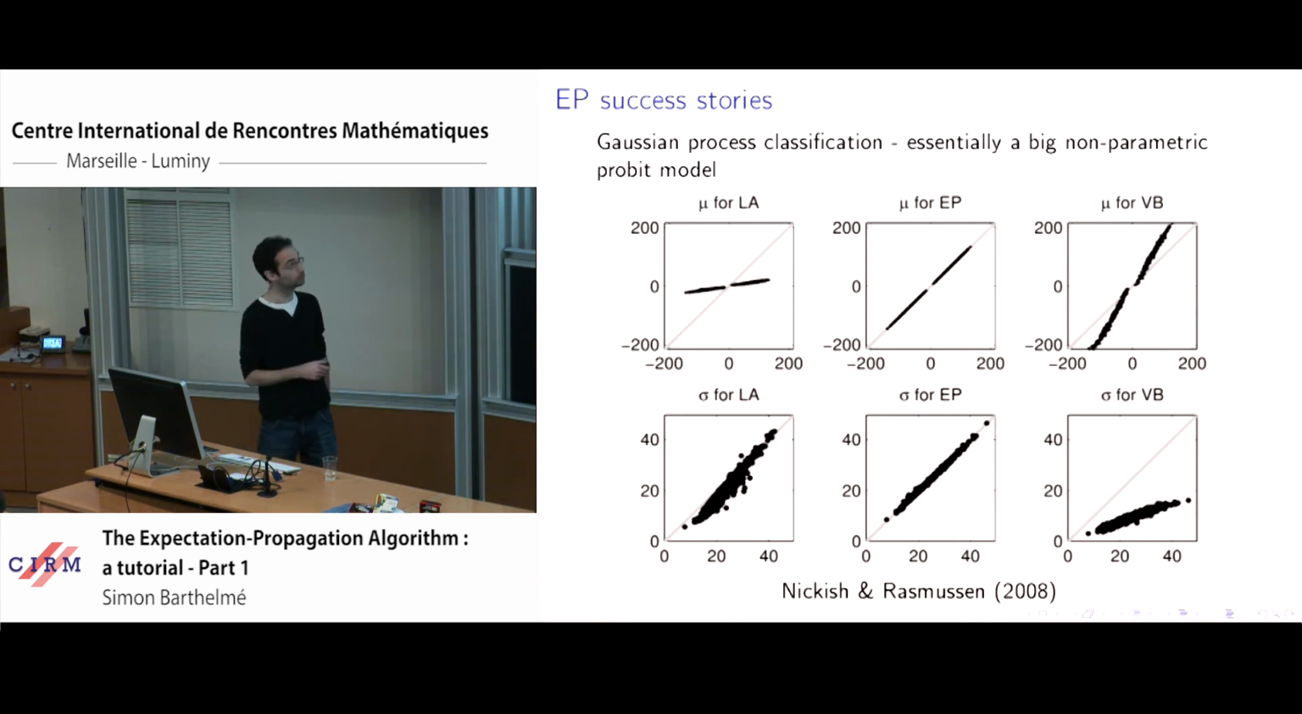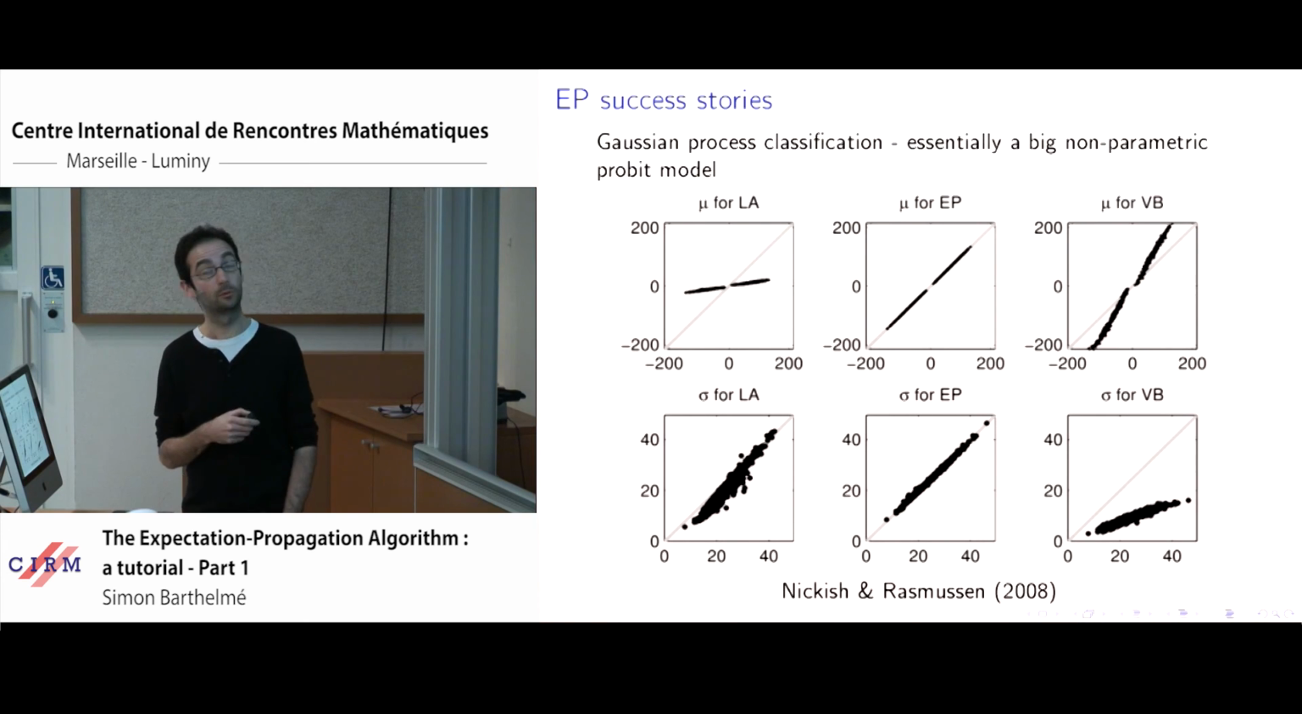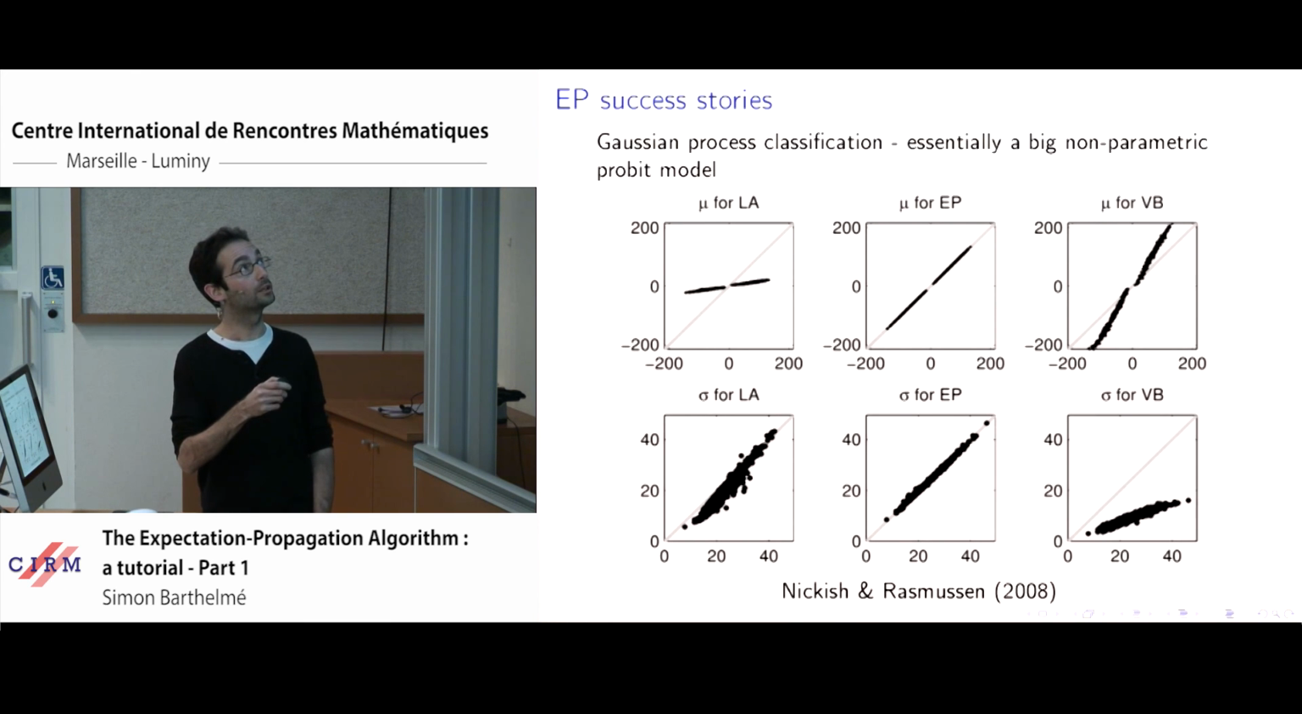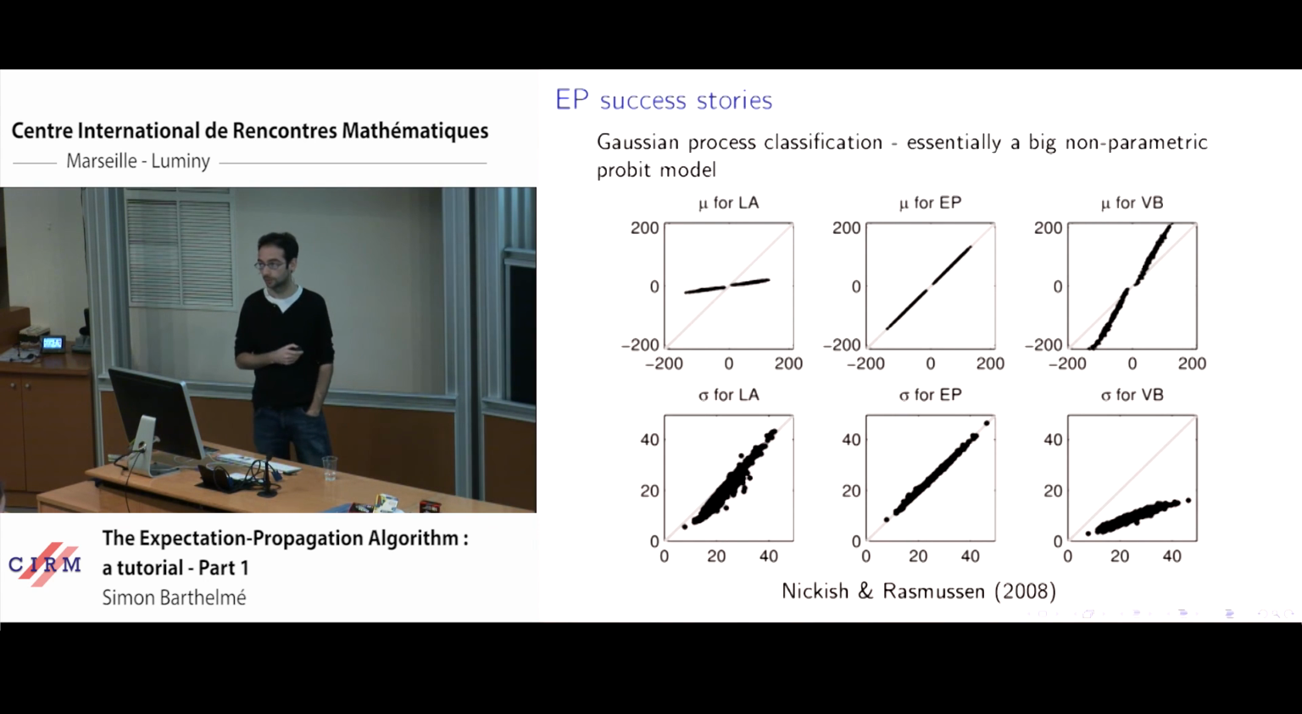So if you do Gaussian process classification and you try a number of different approximations, you can look at the quality of the estimates you get for the mean and for the covariance. And what they found is that in some cases, the Laplace approximation gave you terrible estimates of the mean. So this, the y equals x line should be where the points are, and it's really not. So in this case, Laplace gives you terrible approximations. VB does a bit better, but EP is essentially exact.